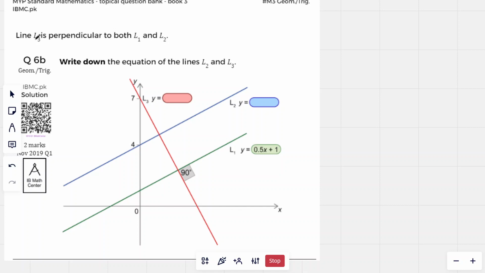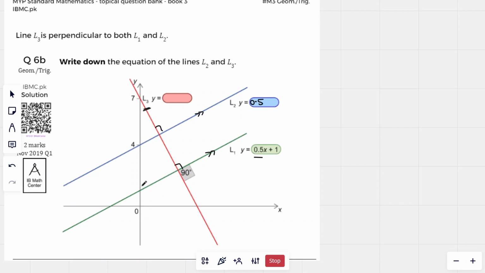Then we are told that line L3, which is the red line, is perpendicular to both L1 and L2. So if the red line is perpendicular to the blue line and perpendicular to the green line, then it implies that the gradient of the green and the blue line should be equal, or in other words, the green and blue lines are parallel. If the gradient of the green line is 0.5, then the gradient of the blue line should also be 0.5. Where should they be different?